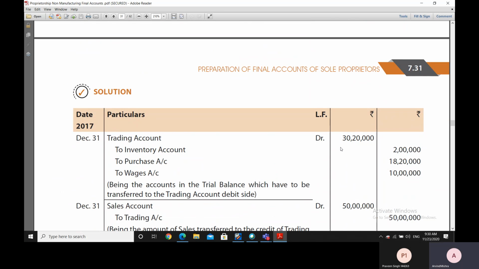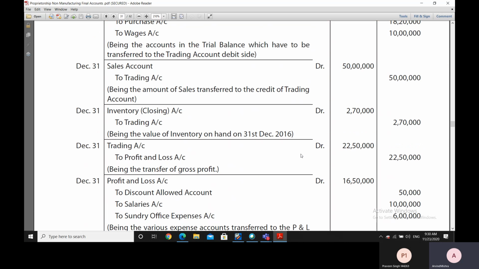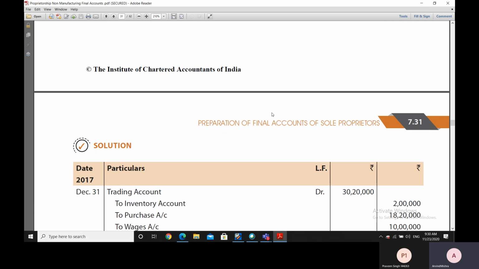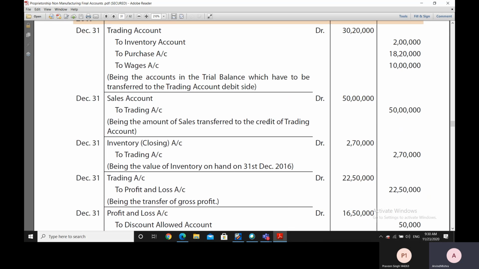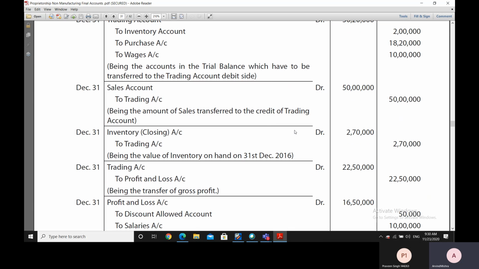And therefore, the trading account has been debited and inventory account has been credited, which means it is going to the debit side of the trading account. It is the opening inventory, not the closing inventory. And we've given the inventory at the bottom of the table here, 2,70,000. So in respect of this closing inventory, we'll be debiting that inventory account and crediting the trading account.